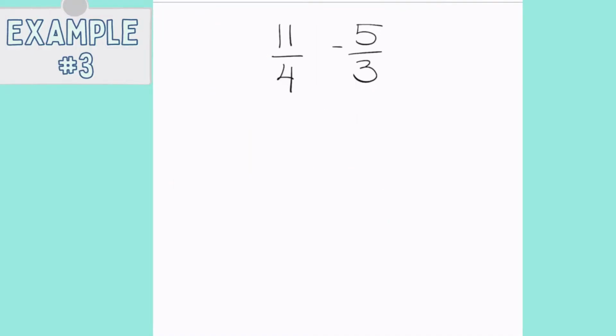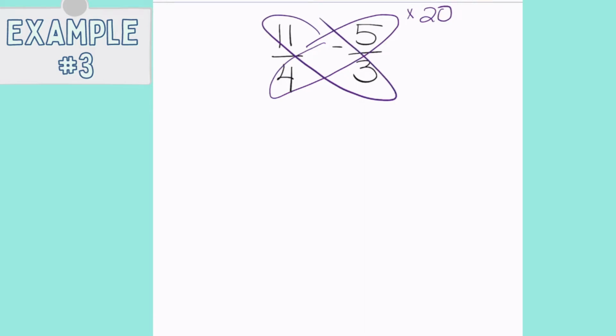So with the final example, we have two improper fractions. So you can see the numerators are larger than the denominators. So the only real difference will be in our final step when we reduce the fractions. So we're going to go ahead and multiply across. So 4 times 5 will give us 20. Multiply across the other way. 3 times 11 will give us 33.